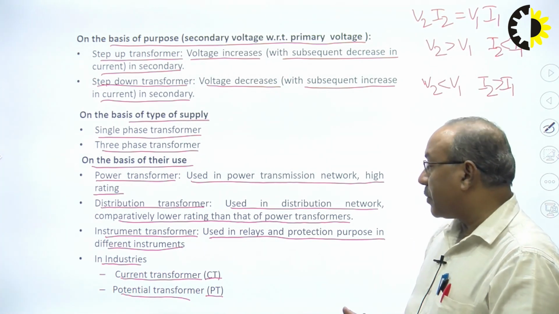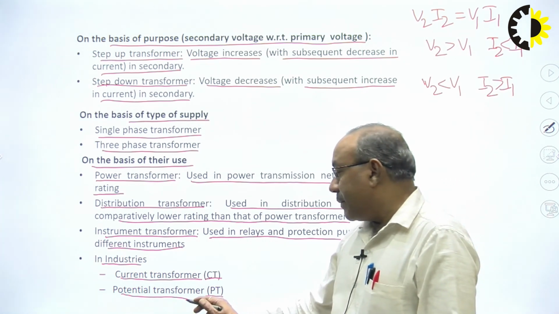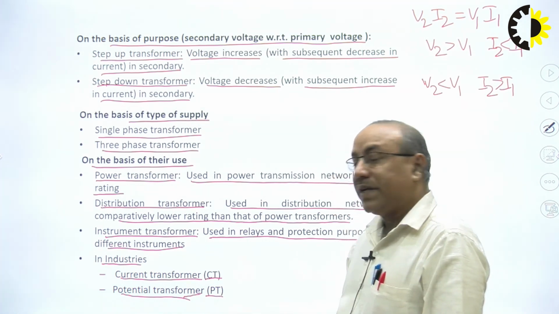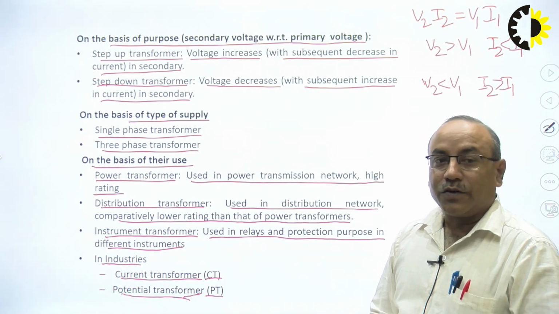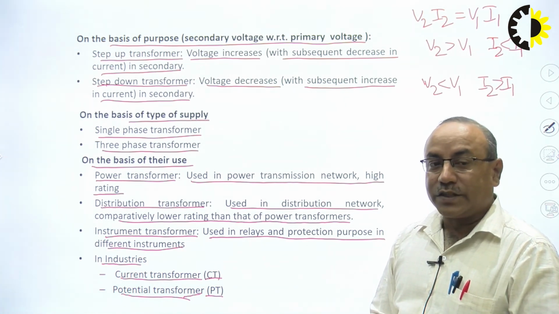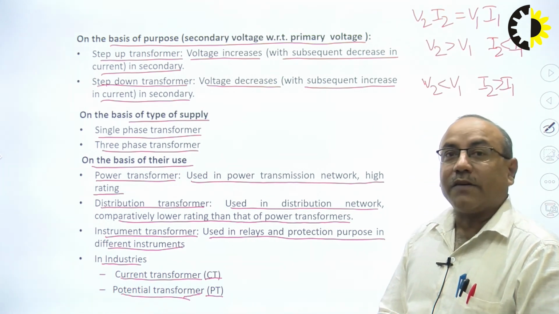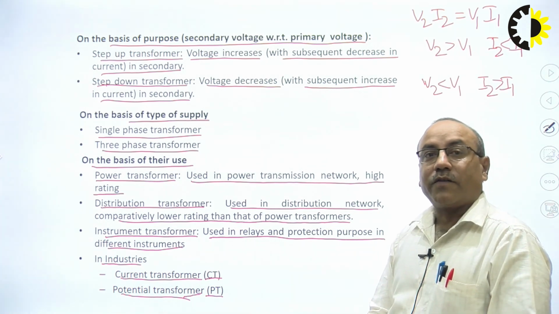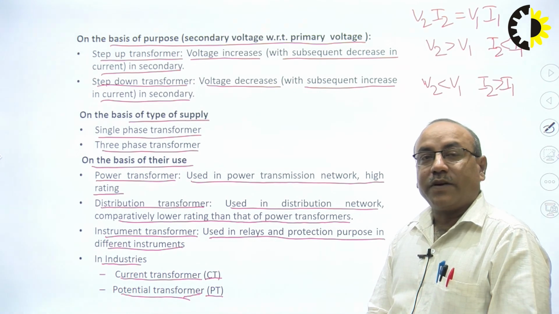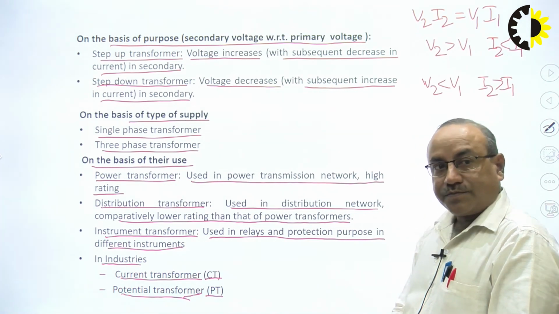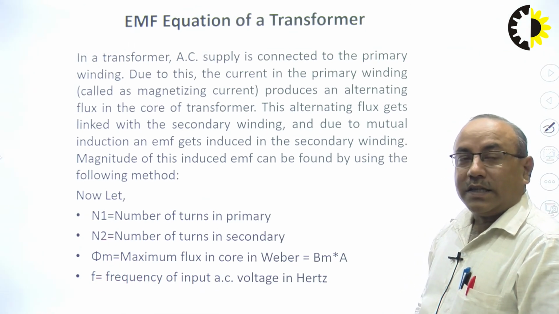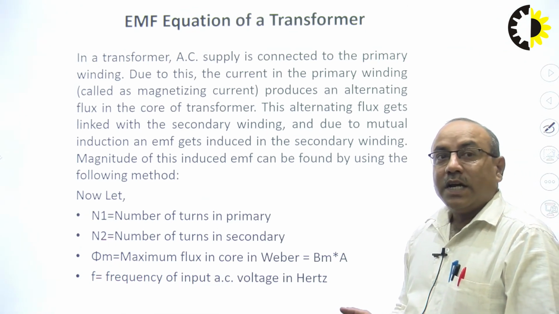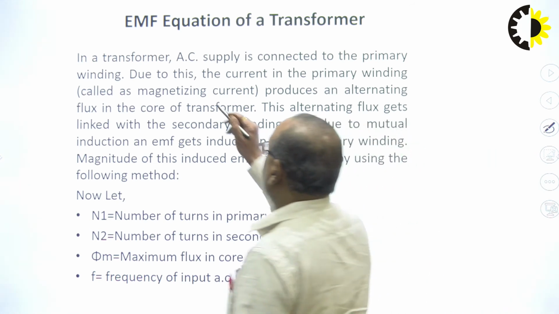Similarly, the potential transformer, PT, is used for measuring high voltage, just like a voltmeter. So, we can say it is also an instrument transformer. So, these are the various classifications of transformer on the basis of different purposes or usage. Other than that, this is the last topic of this discussion, the EMF equation of a transformer.